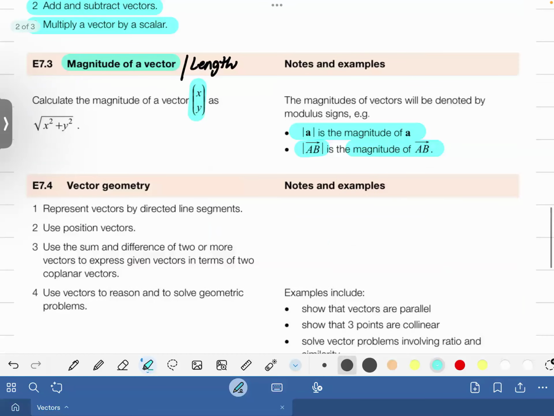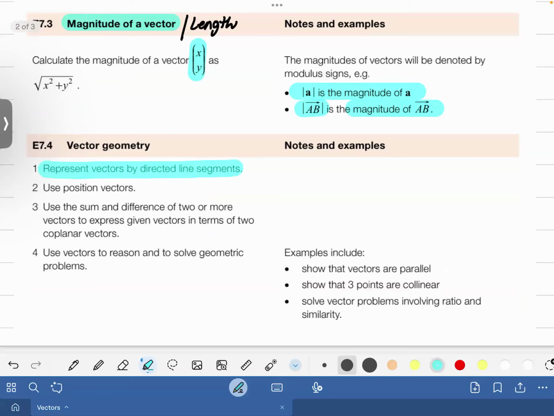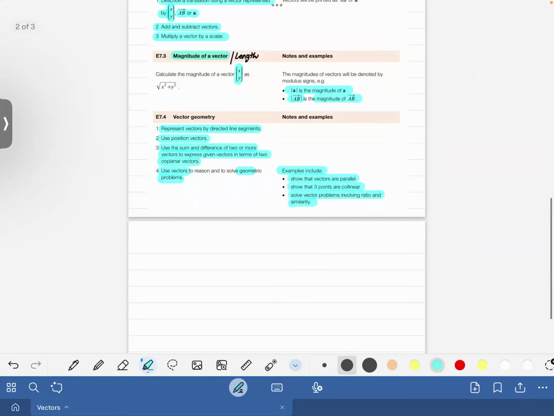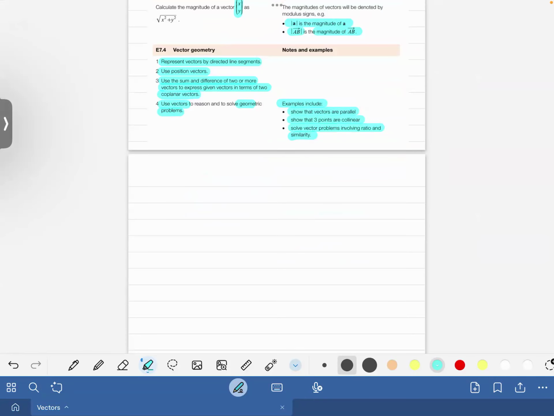Then what does vector geometry say? Represent vectors by directed line segments, use position vectors, use the sum and difference of two or more vectors to express a given vector in terms of two coplanar vectors, use vectors to reason and solve geometrical problems. Examples include show that vectors are parallel, show that 3 points are collinear, solve vector problems involving ratio and similarity. That was according to the Cambridge Examiner.